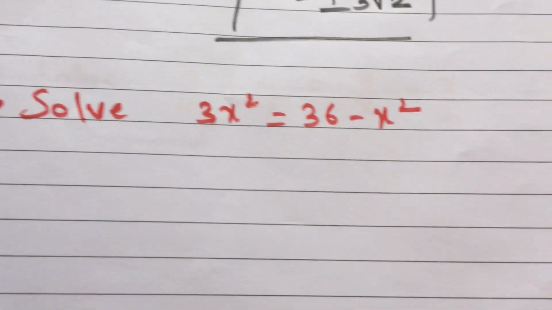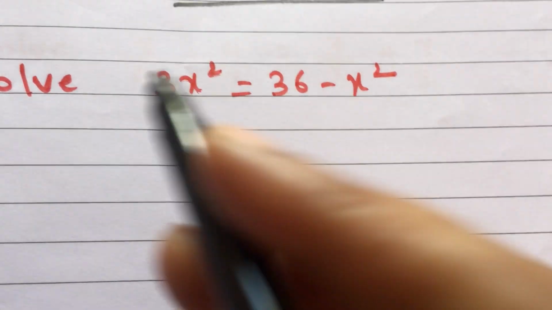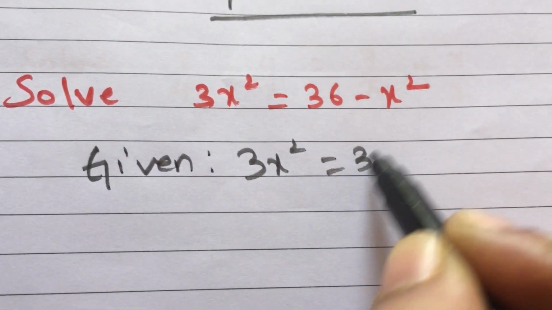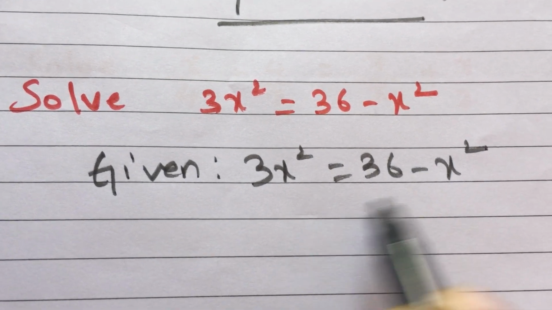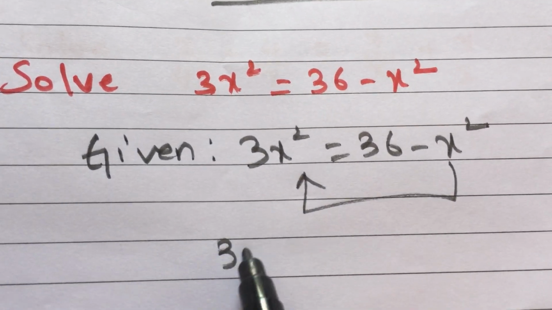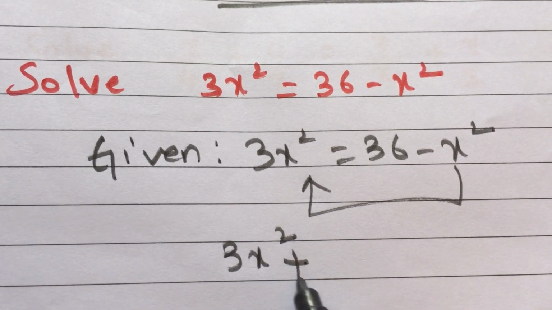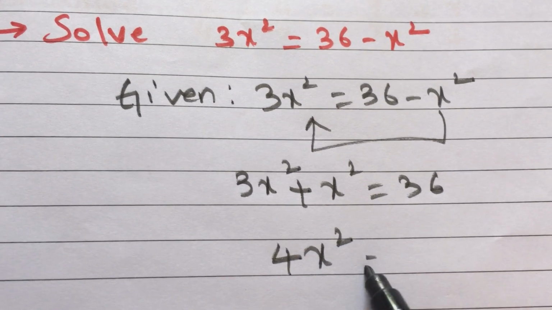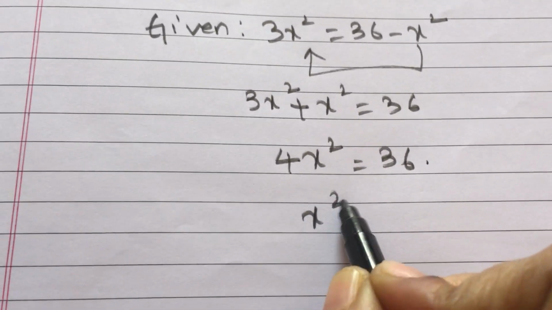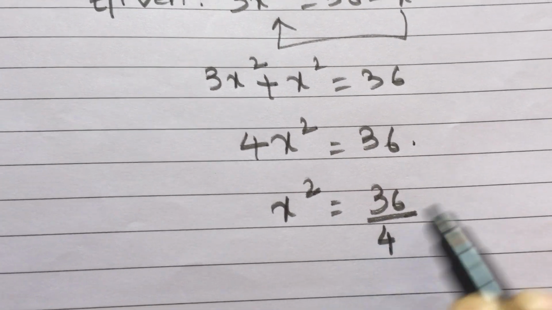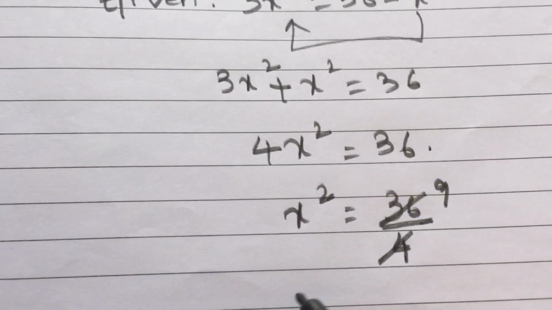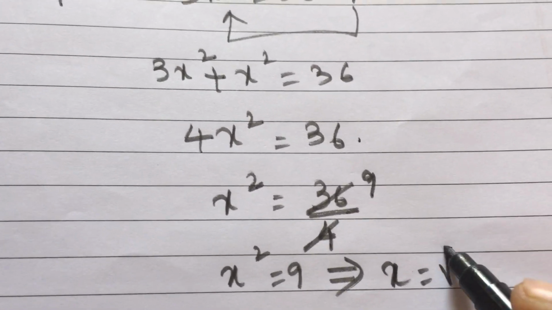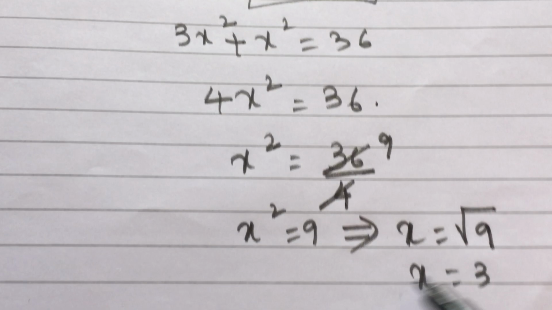Coming to the next problem, if something like this is given, just write the given conditions. 3x square is equal to 36 minus x square. Taking x square to this side, 3x square plus x square is equal to 36. So this becomes 4x square is equal to 36. x square is equal to 36 by 4, that means 4 nines are 36. So x square is equal to 9. That also means x is equal to square root of 9, that means x is equal to 3.